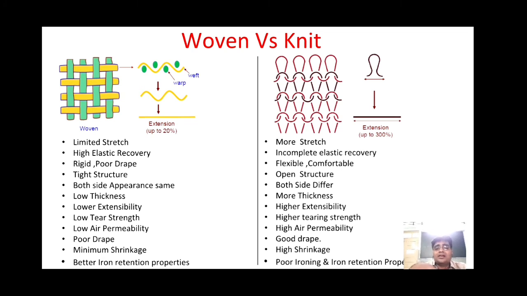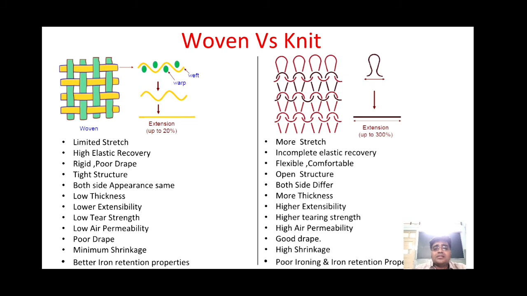And why is this higher? The reason is that while joining, at the intermeshing point, whatever thickness is there is 2 times the single yarn diameter. So because of that the thickness is very high. Then we come to the next point, that is lower extensibility and higher extensibility.